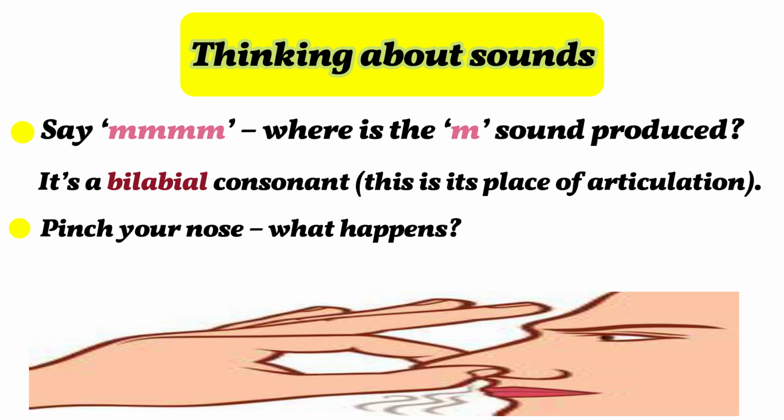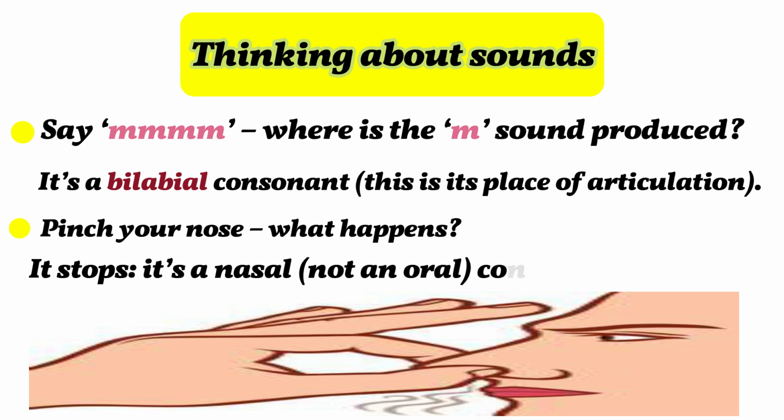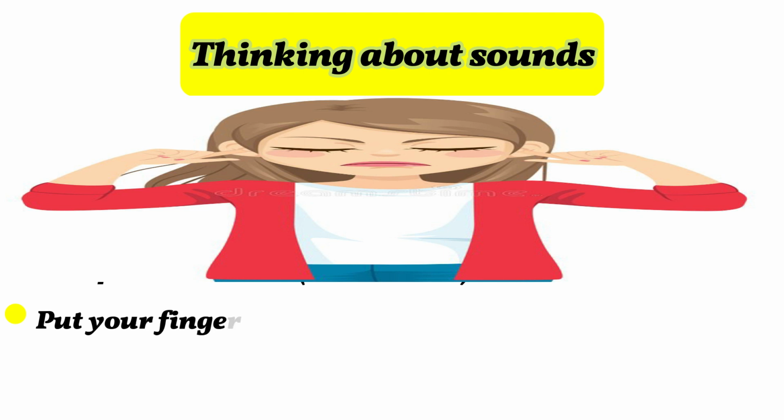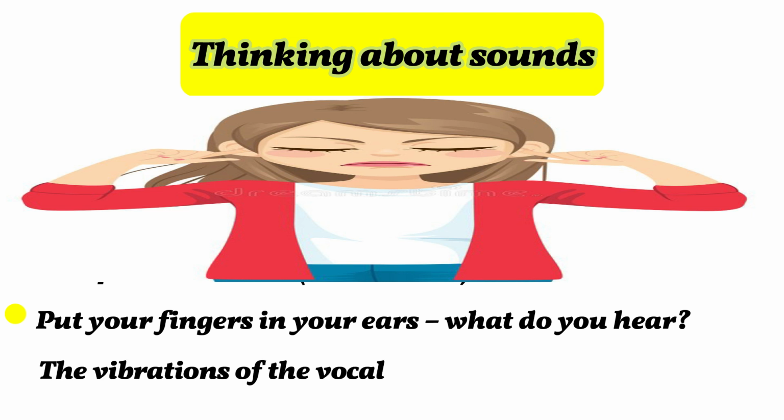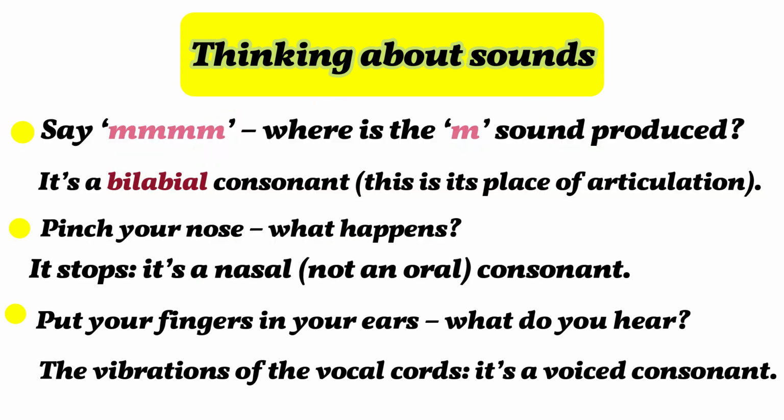M. It stops. And it is a nasal, not an oral consonant. Pinch the nose again and say M. M. It is a stop, and it is also a nasal, not an oral. Now put your fingers in the ears. What do you hear? Yes, the vibrations of the vocal cords. So it is a voiced consonant. Therefore, we can say that M is a bilabial, stop, nasal, and voiced consonant.